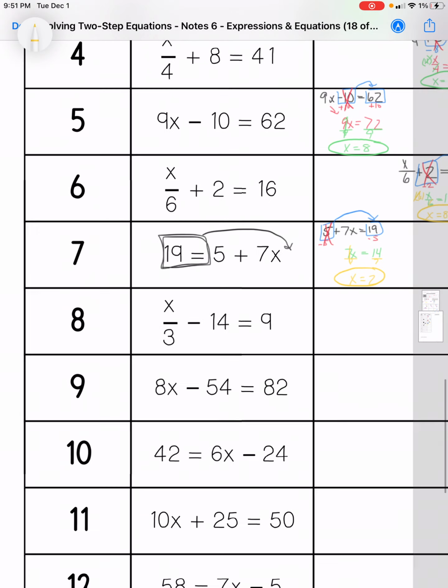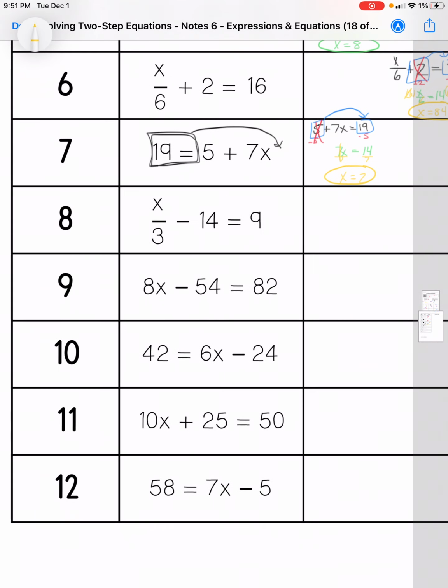All right, I want you to try to work out the rest of them if you haven't by yourself. So whoever the sub is, will you please just pause it here. Give them about 5 to 10 minutes to try to work 8 through 12 out. And then I'm going to go ahead and work them out. So just pause it right here.